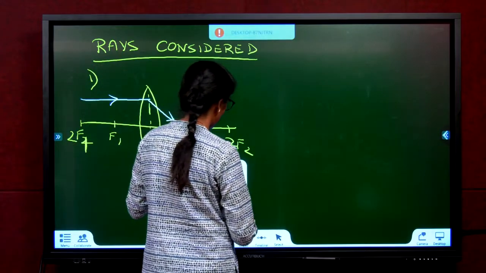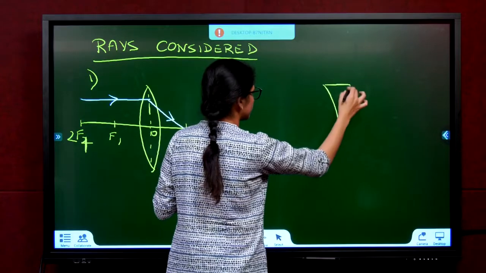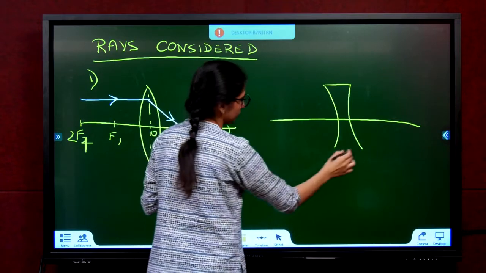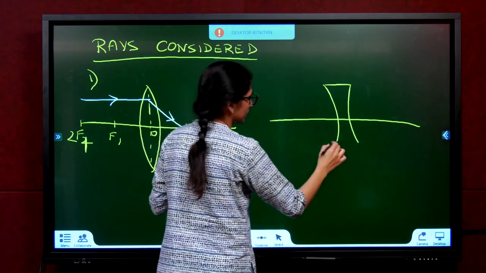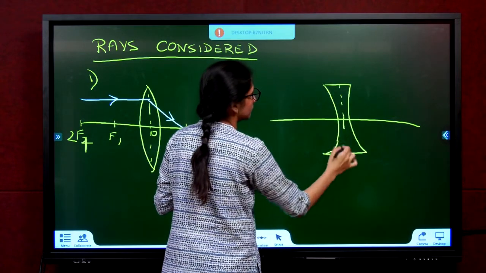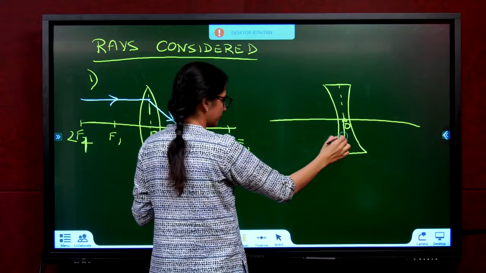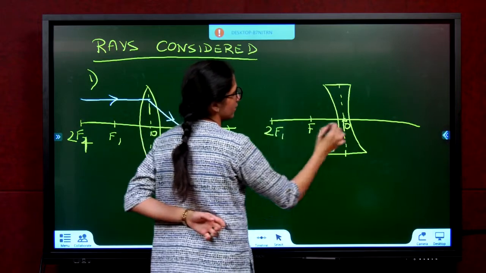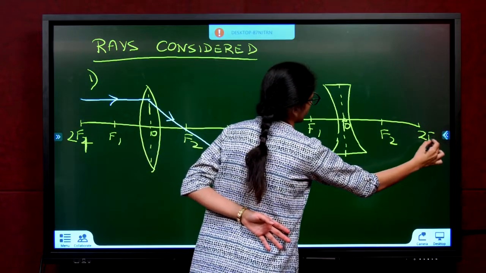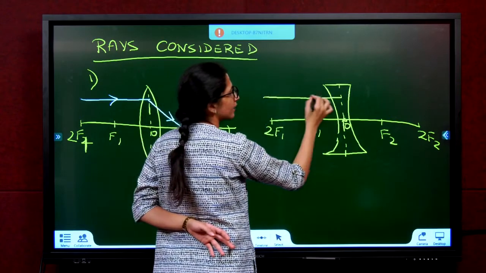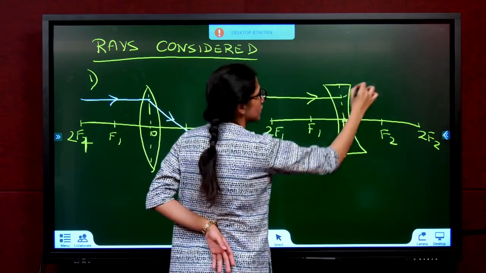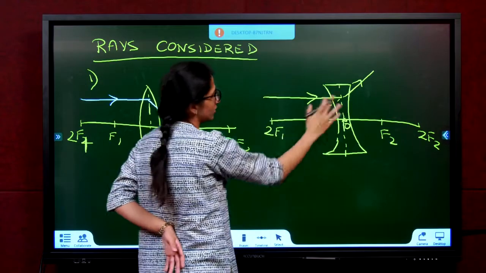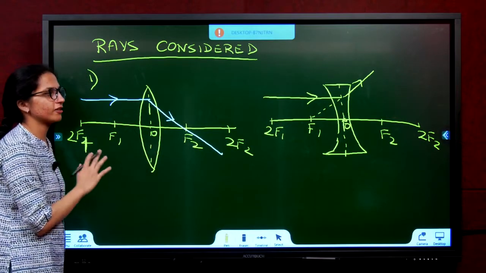In the case of concave, how will it look? It has to be dotted. Please be neat. F1, 2F1, F2, 2F2. So if a ray is coming parallel, it's a diverging lens. It won't converge, it will diverge. How? In such a way that if someone is standing there, it will feel it's appearing to come from this focus. So this is the first kind of ray we take.